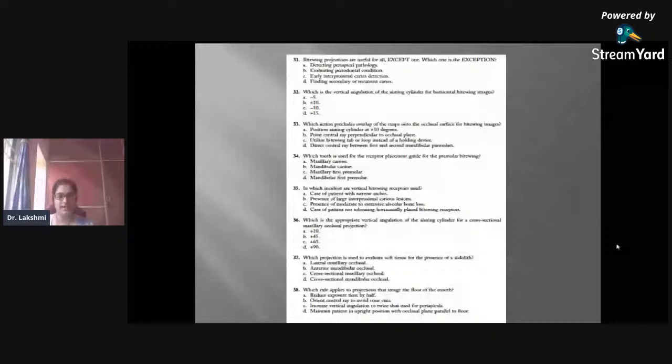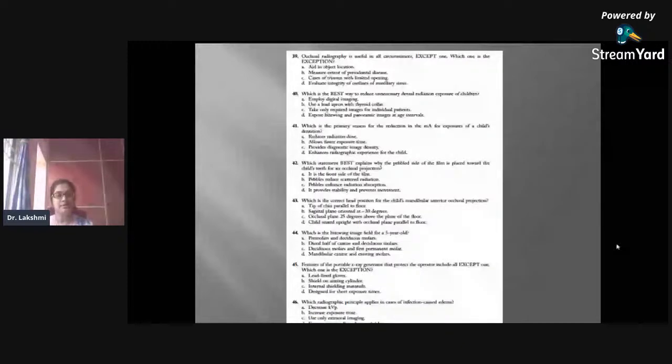Coming to 39th question, occlusal radiography is useful in all circumstances except one. Which one is the exception? The exception is B, measure the extent of periodontal disease, it doesn't serve a purpose. Whereas it aids in object localization, cases of trismus with limited opening, evaluate integrity of outlines of maxillary sinus. Yes, but B option, no. So 39, option is B.